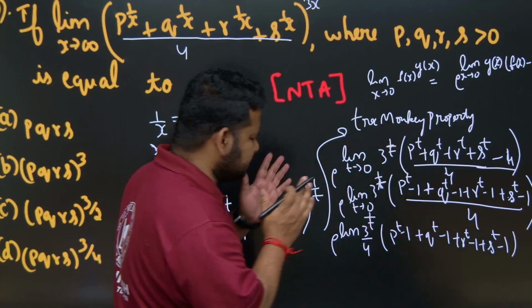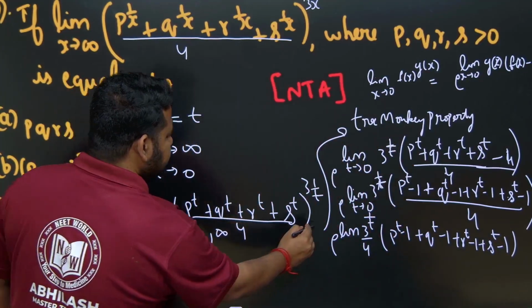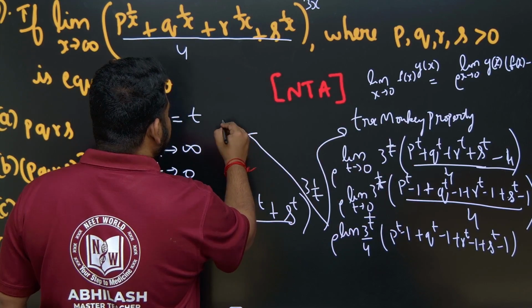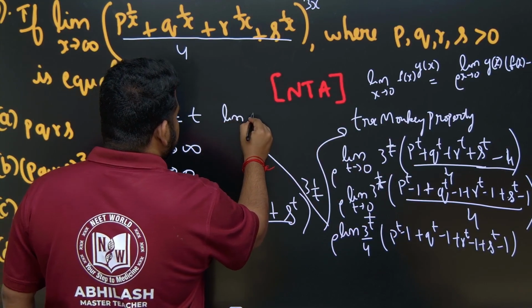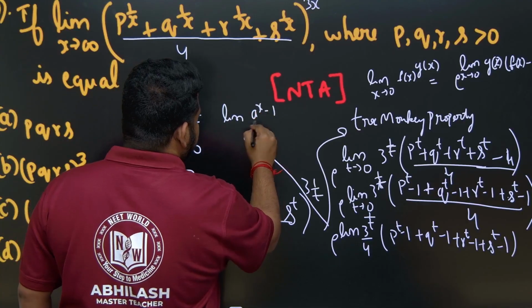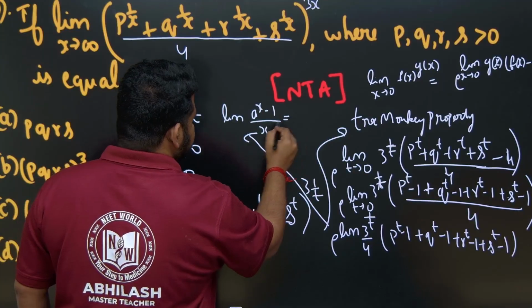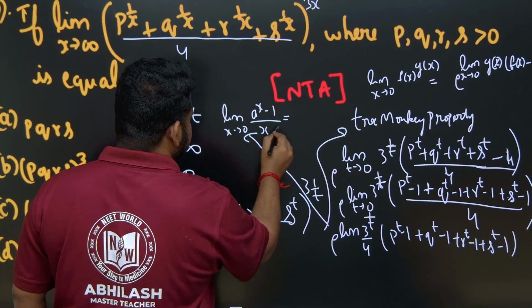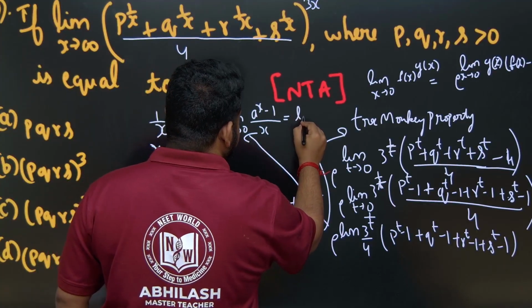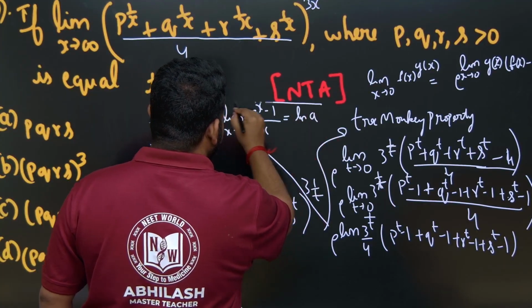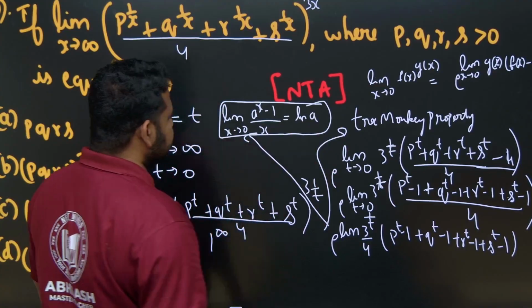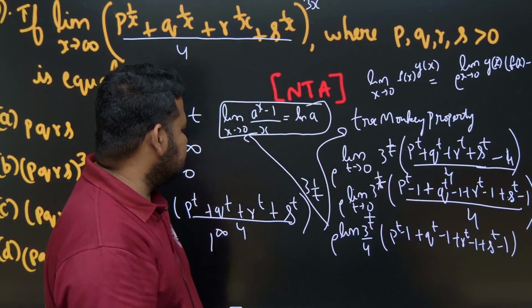So now something is striking me. So this is of the form what? This is of the form limit a power x minus 1 by x, as x tends to 0, which is equal to log a. This is of this form, log a, a power x minus 1 divided by x.